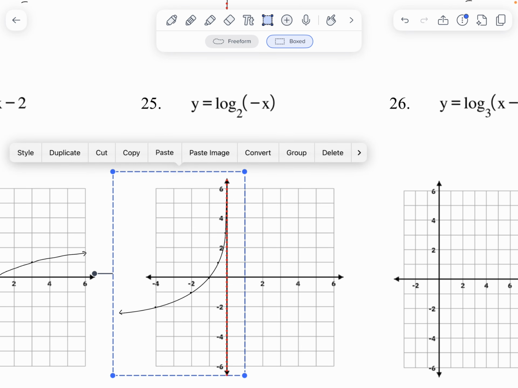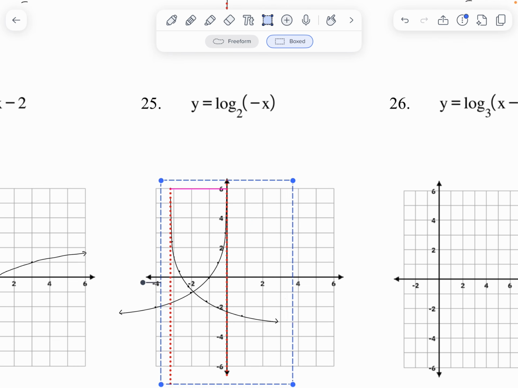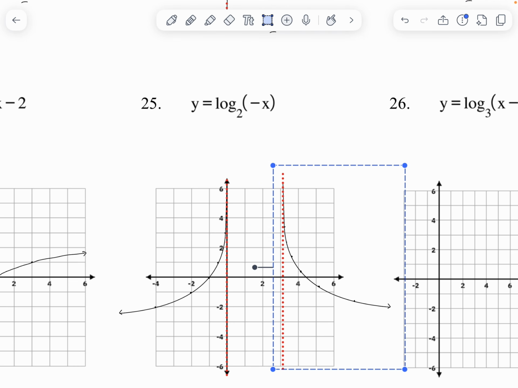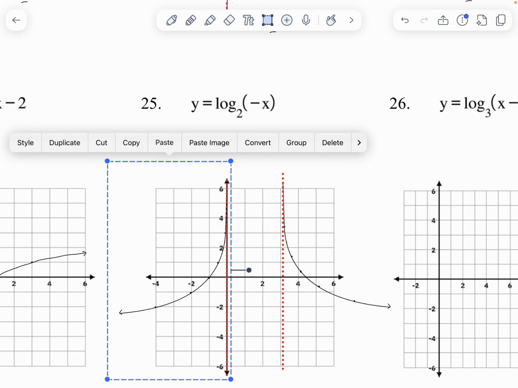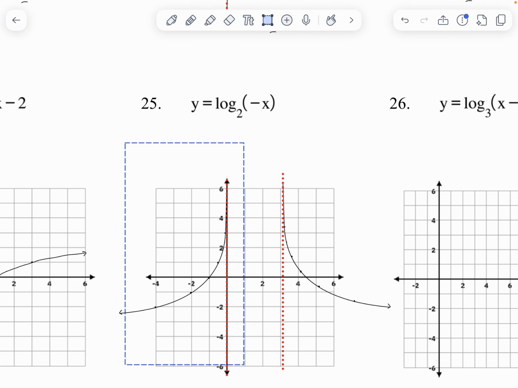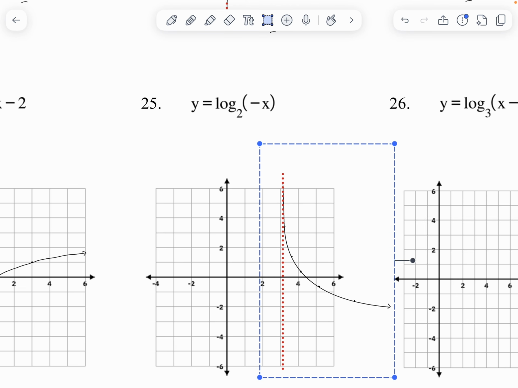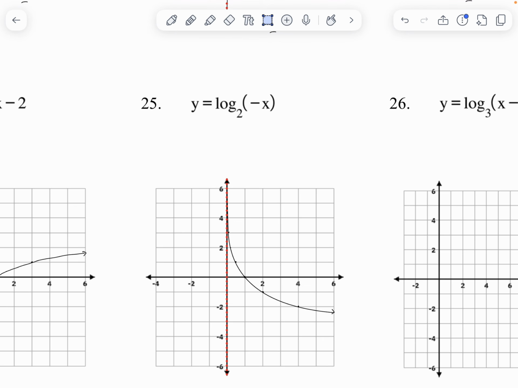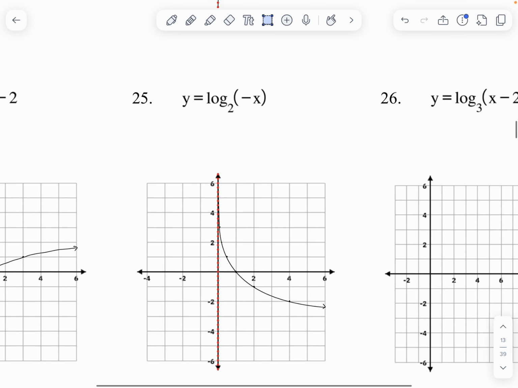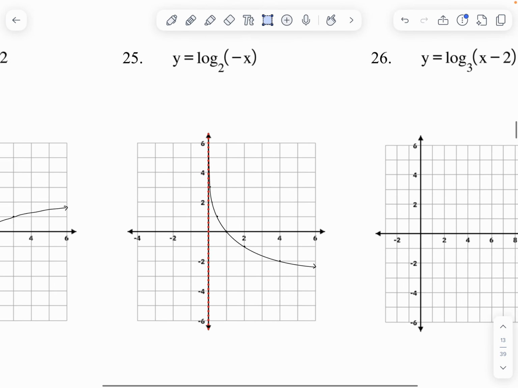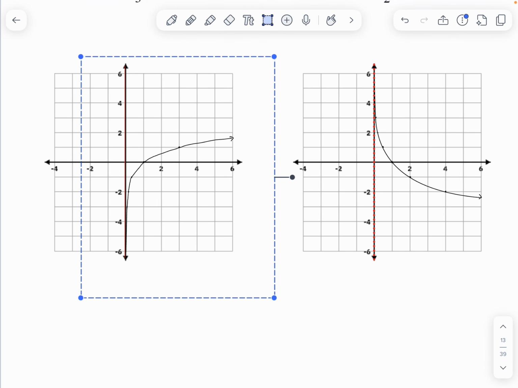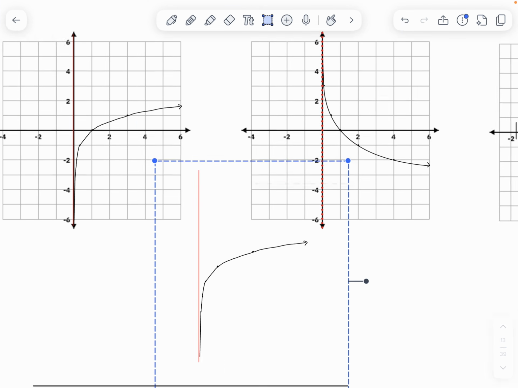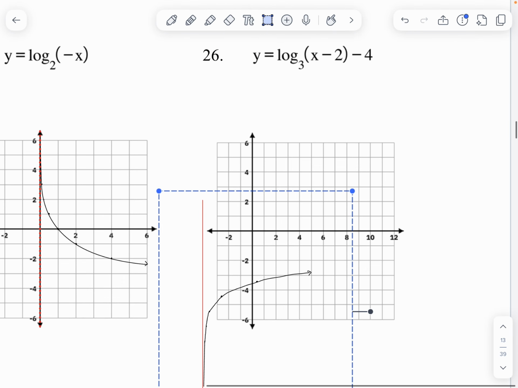But then we do a mirror horizontally. And if we cut this out, this is if it was negative x, right? And now back here, for our last question, it makes us deal with this.